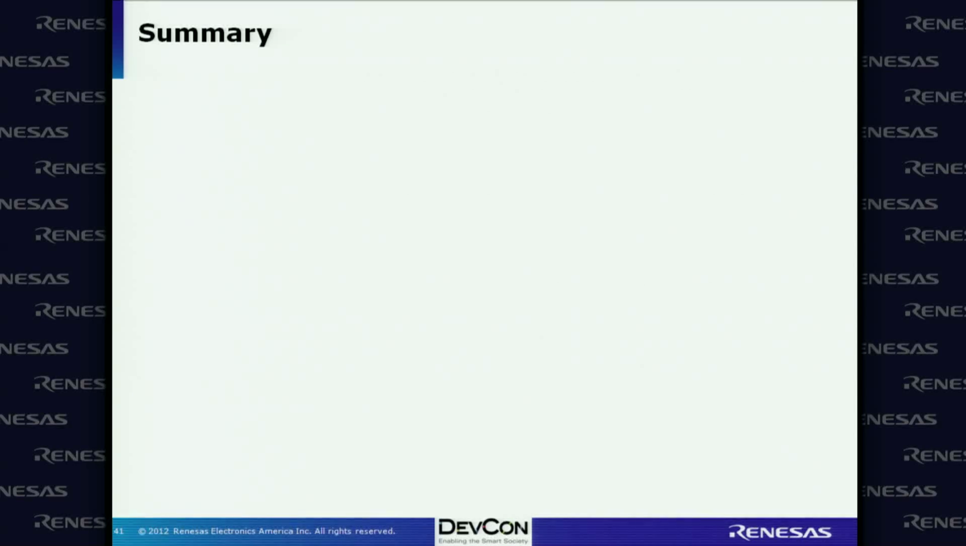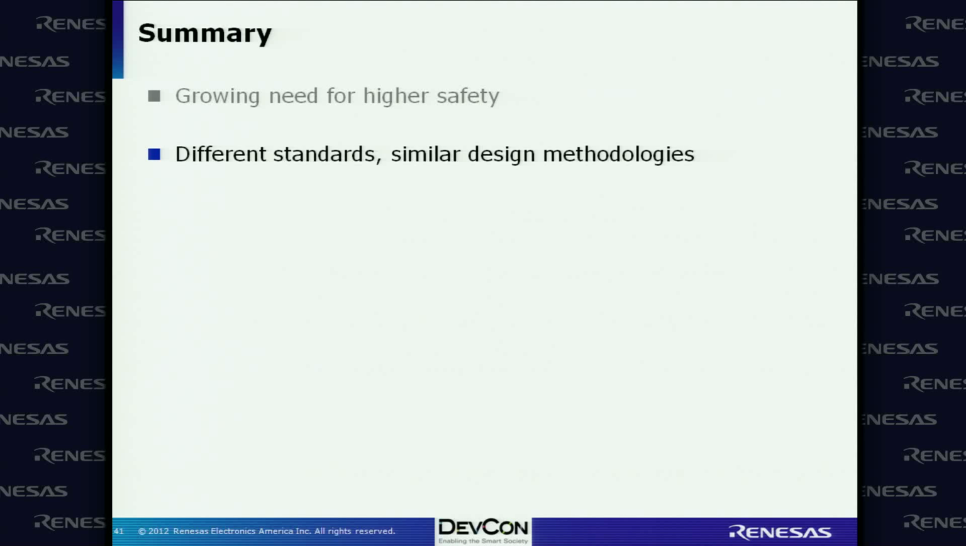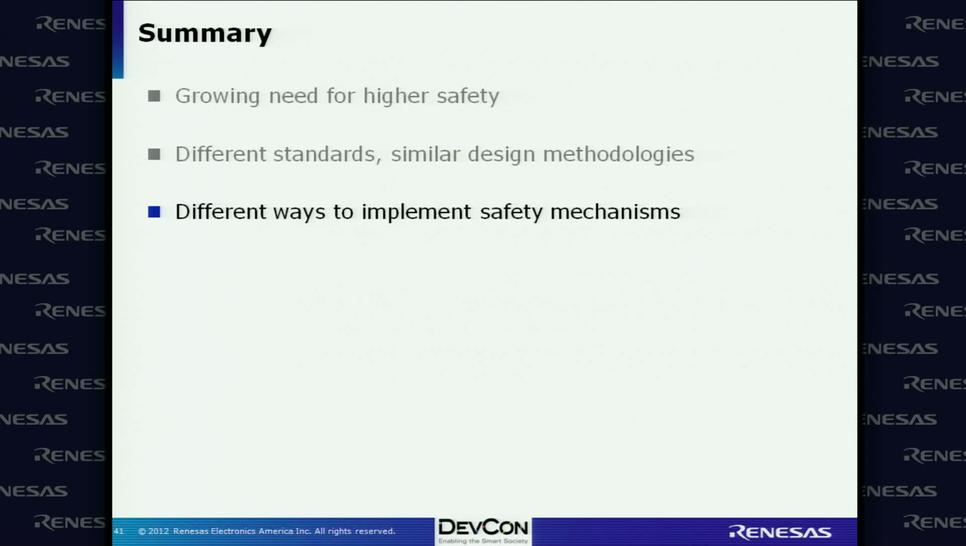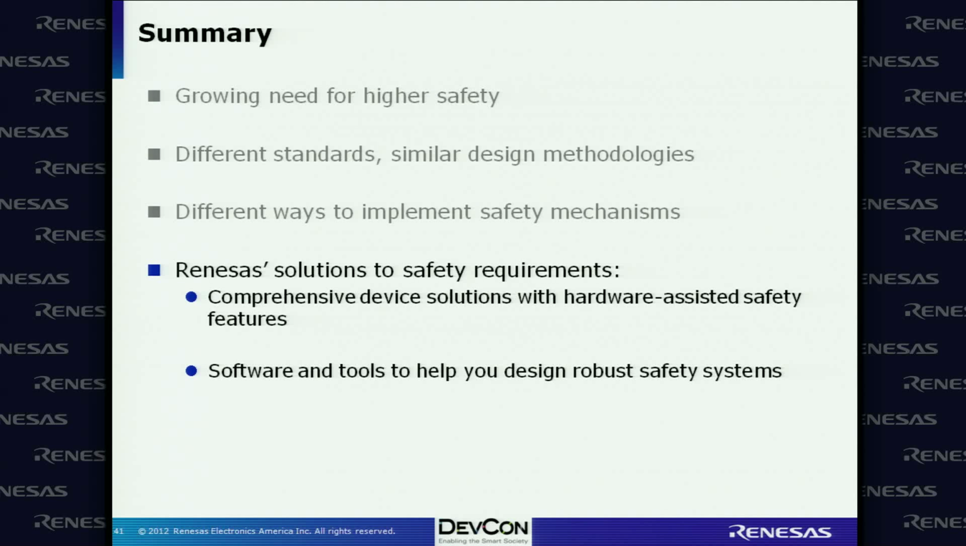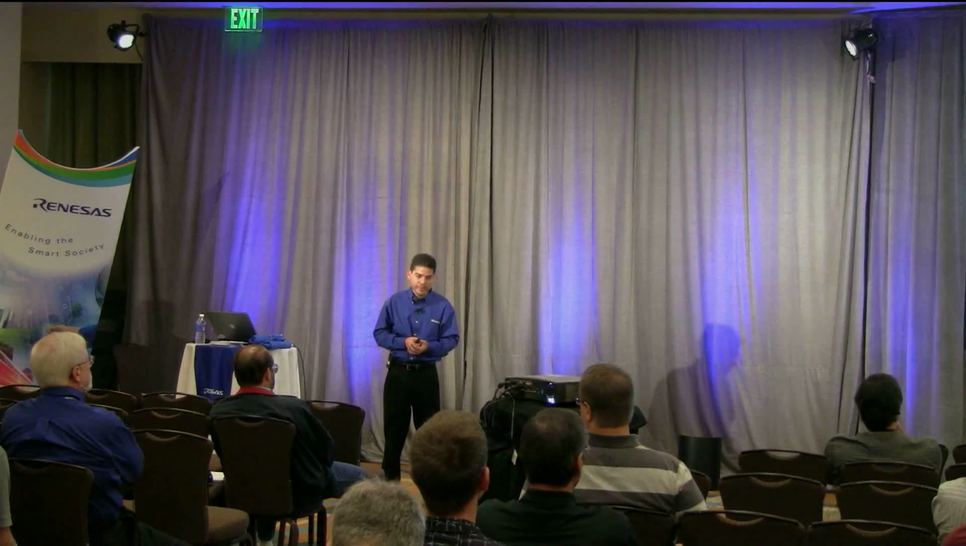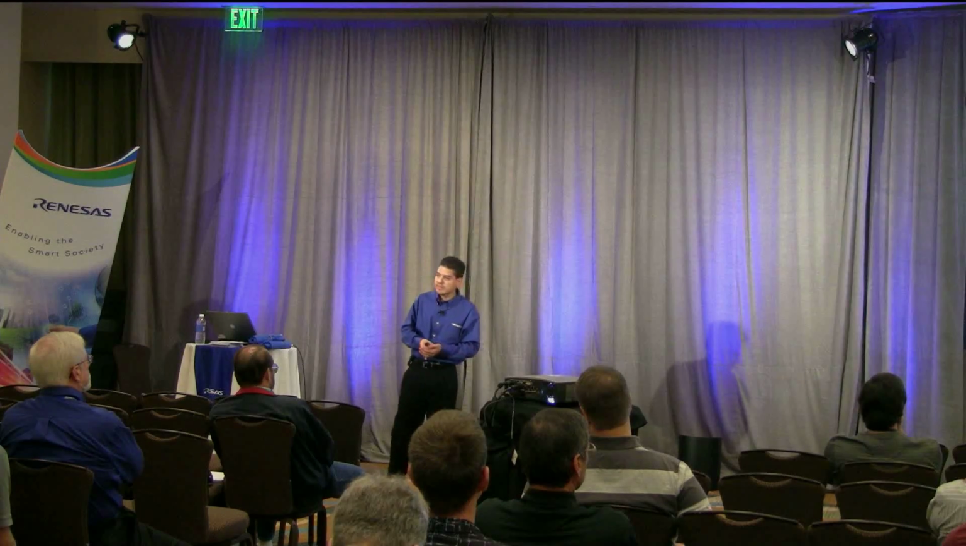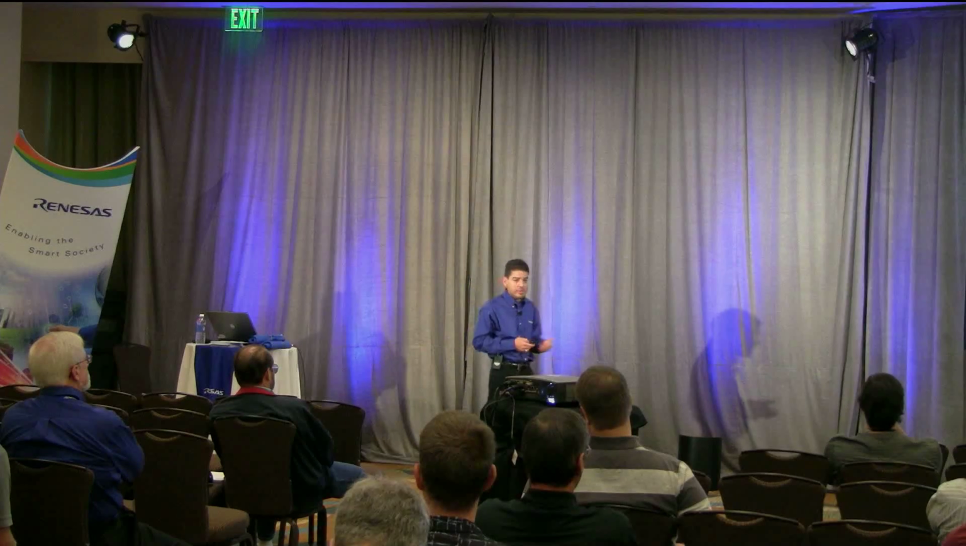Okay, so summary. There's definitely a growing need for higher safety. Different markets and different applications require a lot of standards coming out. There are different standards, but a lot of these methodologies to do self-testing are in many cases very similar. So some of the techniques or examples that I demonstrated can be applicable to any application. There are different ways to implement safety mechanisms, so it's really application specific. And there's obviously a lot that Renesas is doing to help you design these safety compliance systems, from a device standpoint, from a documentation standpoint, certified libraries, development tools, partners, and so on.